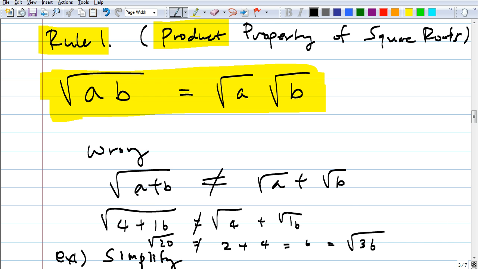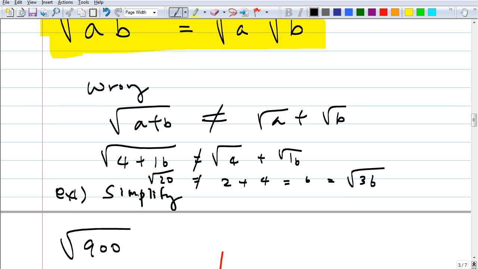Okay. All right, so can you then do the square root of 900? Could we simplify this using the first fact?